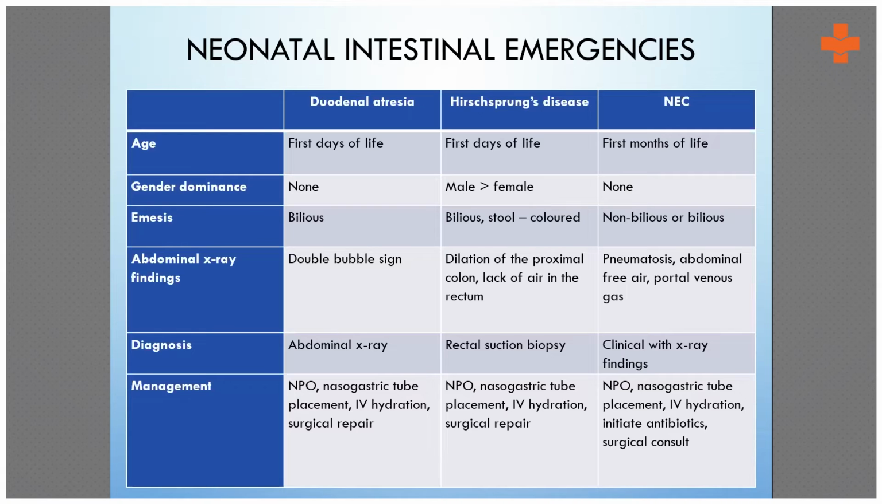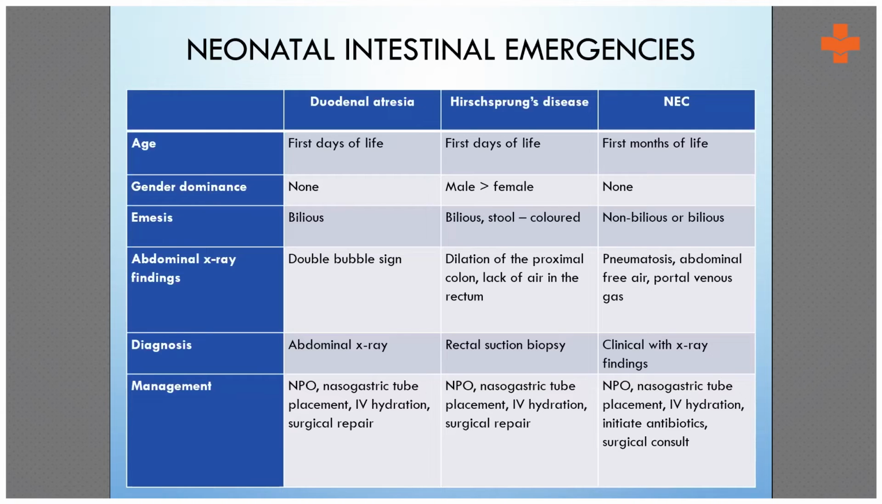Again, bilious vomiting, and the stool is colored, maybe a jelly kind of stool. Abdominal X-ray will find dilatation of the proximal colon and lack of air in the rectum. Get a rectal suction biopsy done once the baby stabilizes. How to manage? Same: keep the baby NPO, nasogastric tube placement, IV hydration, and surgical repair.